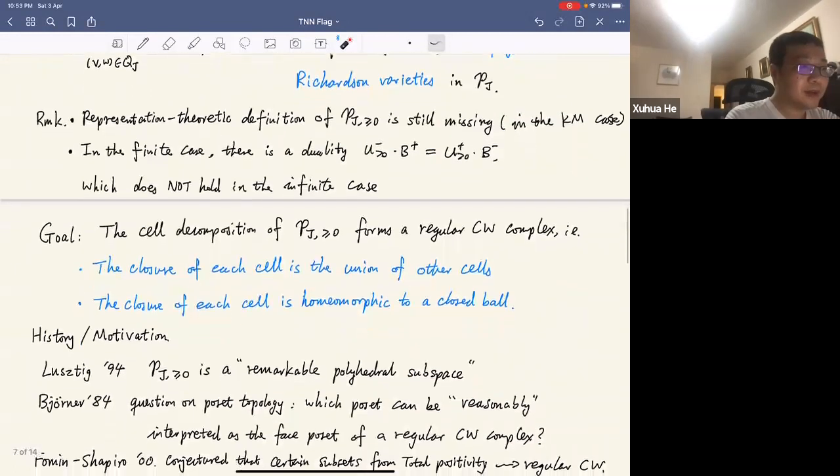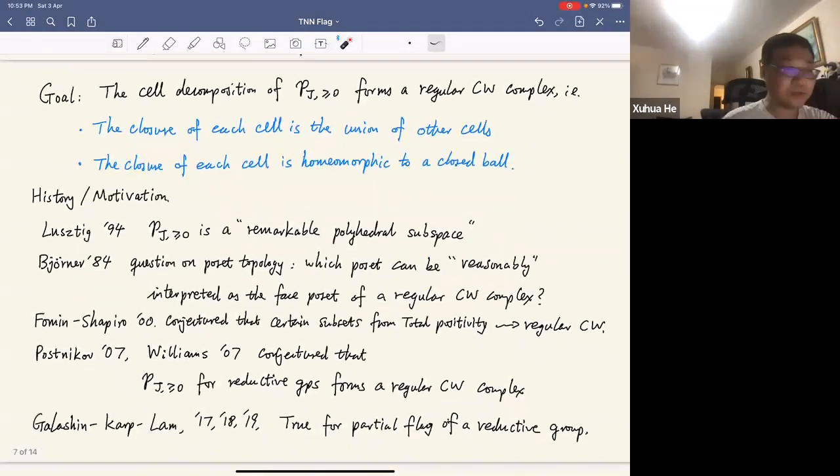Okay, any other questions for the definition? Let me see some comments in the chat. Okay.